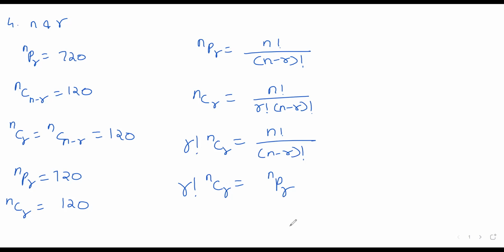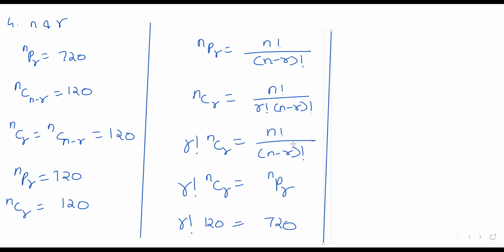So let us put these values here. r factorial nCr is 120, nPr is 720. So r factorial is 720 upon 120. Obviously, r factorial is 6. Six is nothing but 3 factorial. So r is equal to 3.